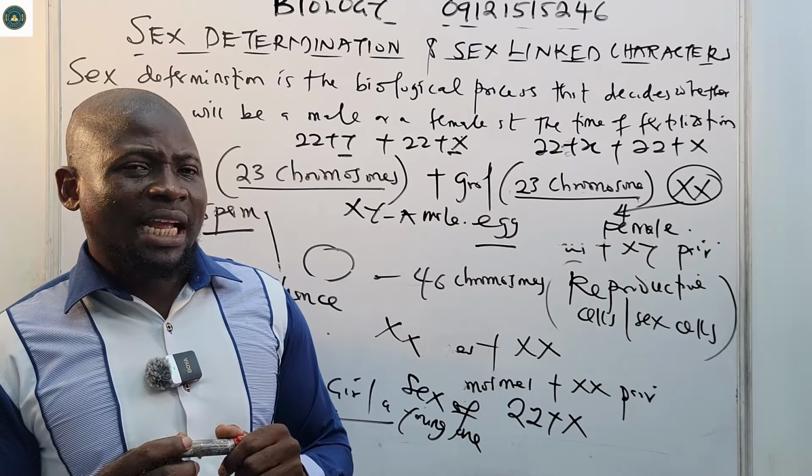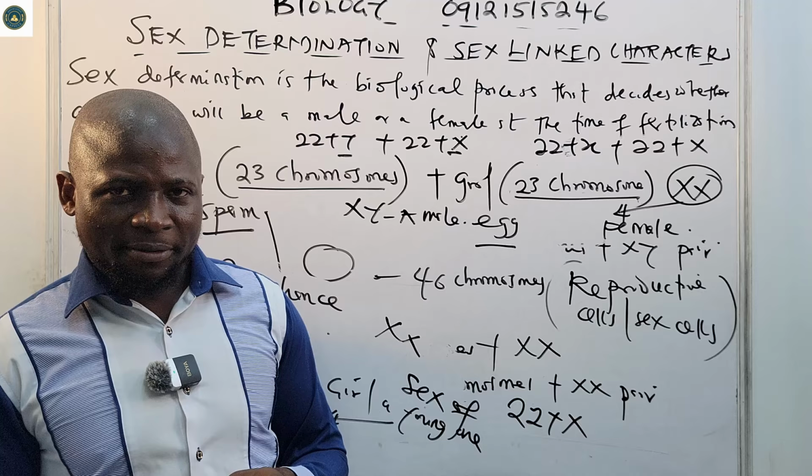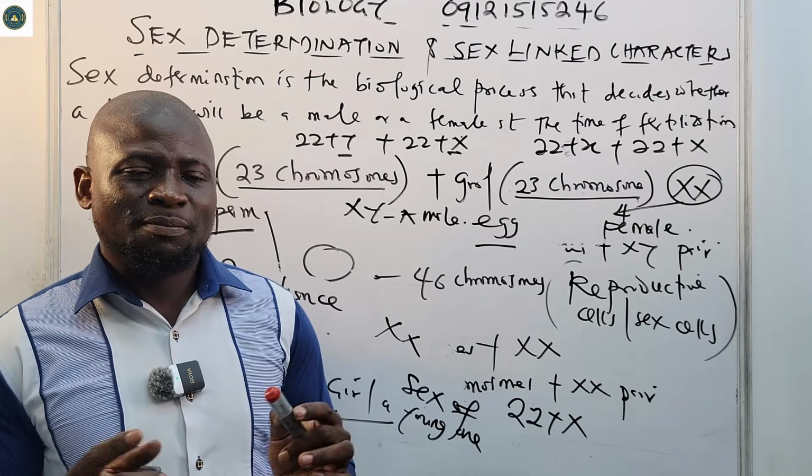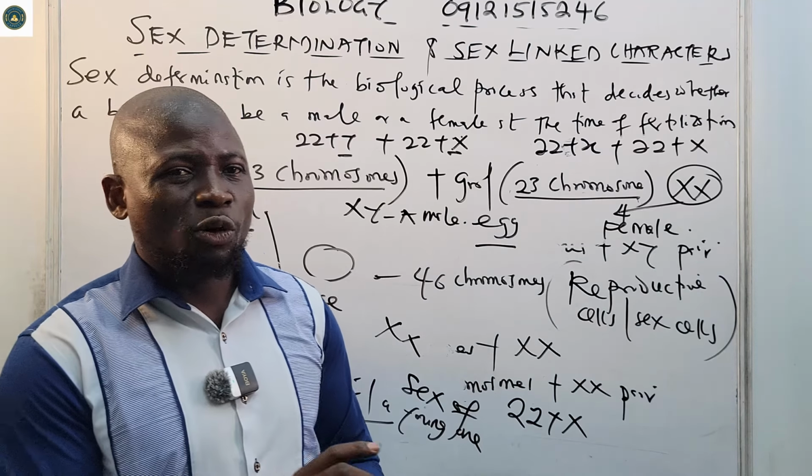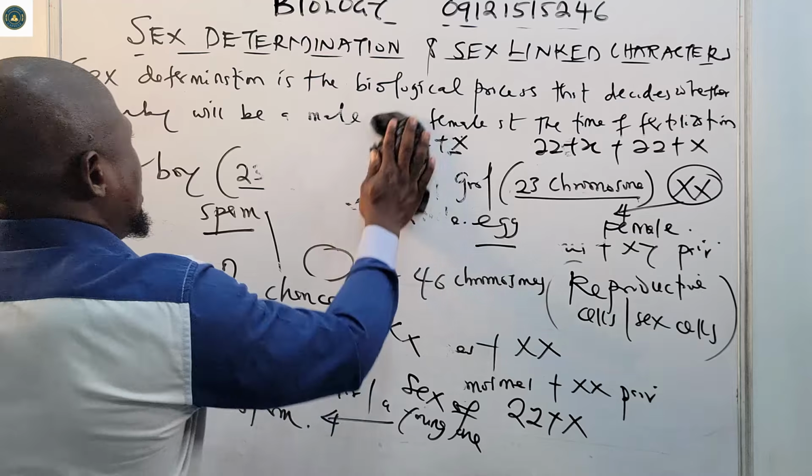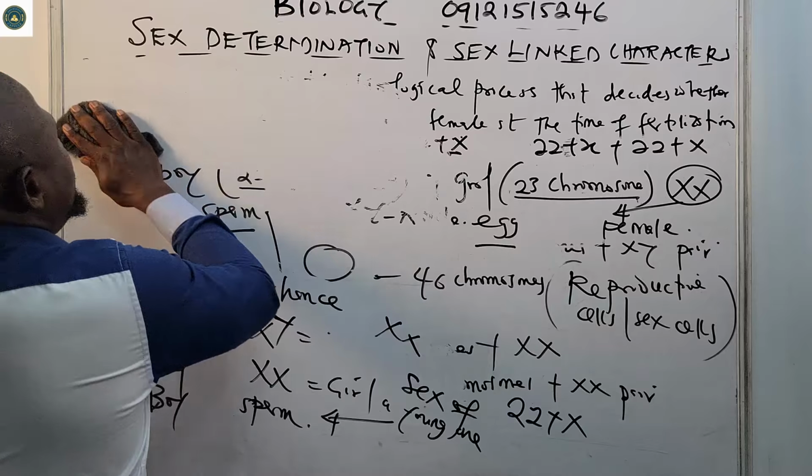So now let's just quickly summarize this. Meiosis makes egg and sperm cells with half the number of chromosomes. We know that meiosis makes egg.